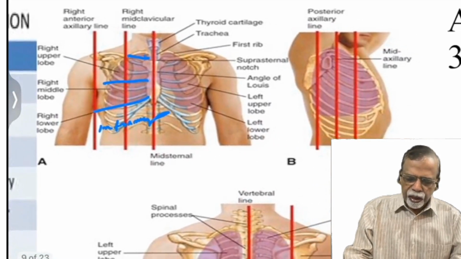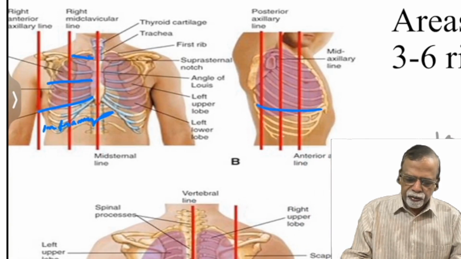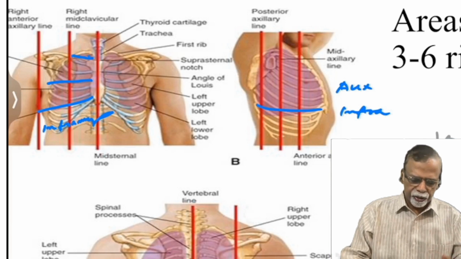In the axilla, at the level of the sixth rib, again it is the axillary area, and below is the infra-axillary. So remember that third and sixth ribs.